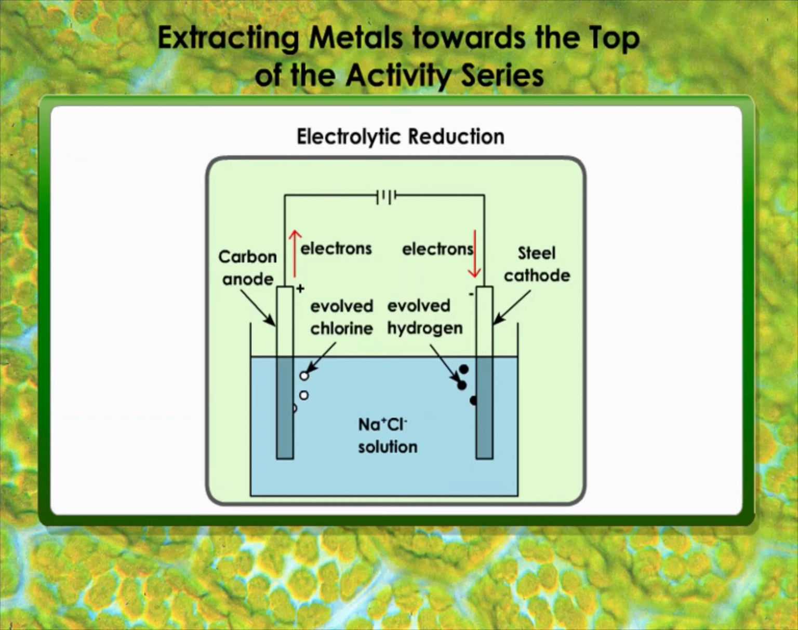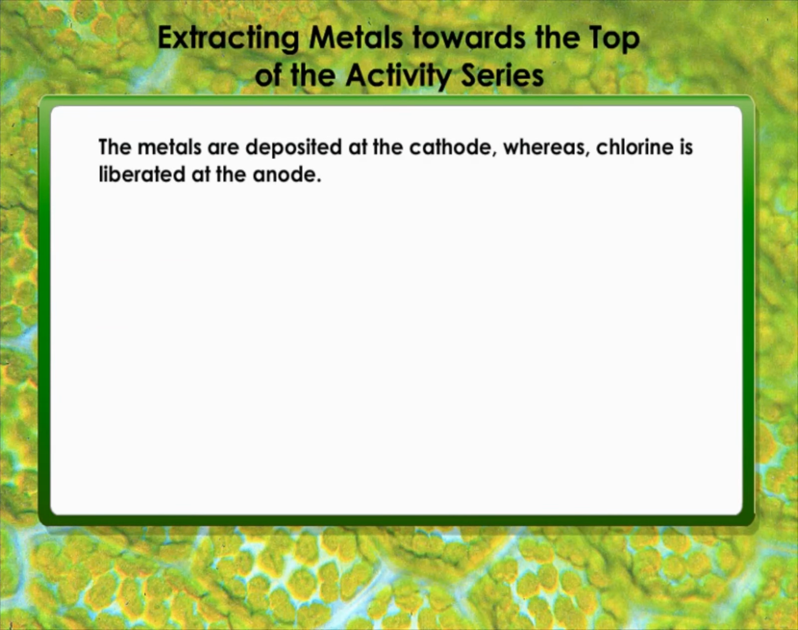These metals are obtained by electrolytic reduction. For example, sodium, magnesium, and calcium are obtained by the electrolysis of their molten chlorides. The metals are deposited at the cathode, the negatively charged electrode, whereas chlorine is liberated at the anode, the positively charged electrode.